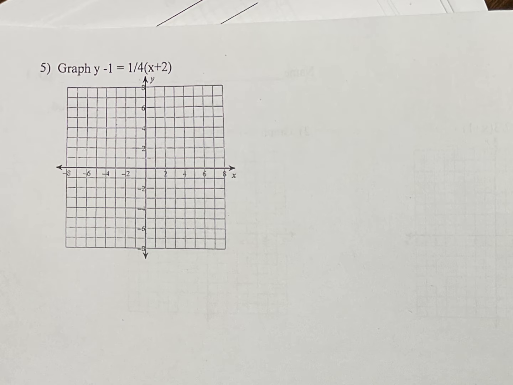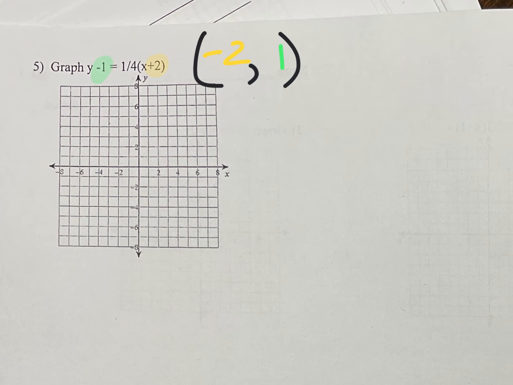All right, number 5, my X coordinate, I'm going to go ahead and hustle now, is a -2. My Y coordinate is going to be a +1. So when I go to graph it, I should graph -2, +1, and then I'm going to use that slope of 1/4. So I'm going to go up 1 over 4, and up 1 over 4 again.